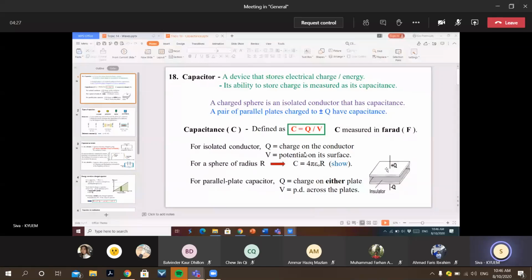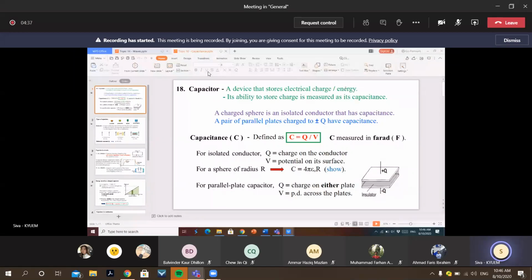Okay. So a capacitor is a device that stores electrical charge or energy. Can you just say the word energy first? Then I'll explain how it stores a charge. The ability to store charge is measured as its capacitance. Capacitance is a property. Larger capacitance means it can store more energy. A charged sphere is an isolated conductor that has capacitance. We were discussing charged spheres yesterday and in a few other classes. So if you can charge a sphere, then it has a capacitance as well. The same goes here. A pair of parallel plates can have positive and negative charge, and therefore they have a capacitance.